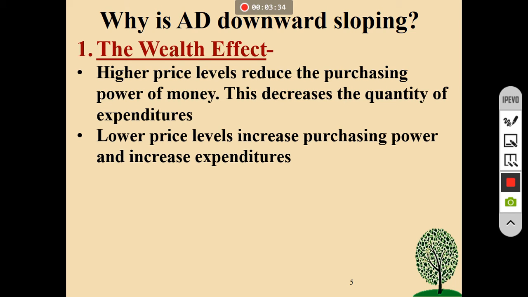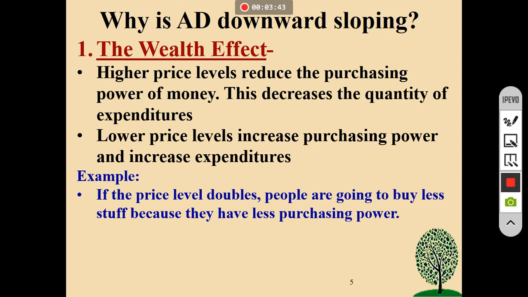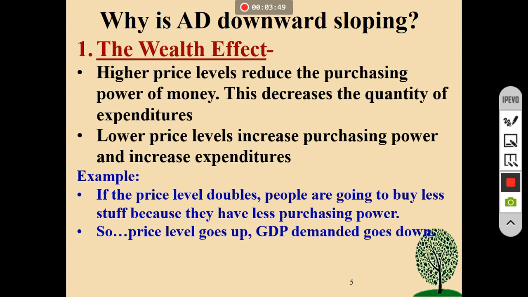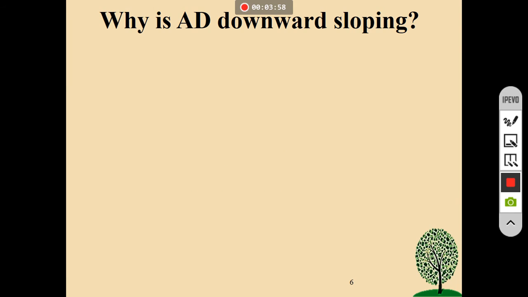Opposite on that, a lower price level increases the purchasing power of money, and then people buy more, right? Deflation, you can buy more, people get more. So if the price level doubles, people are going to buy less stuff because they have less purchasing power. So the big takeaway: price level goes up, GDP demanded goes down. So that's why we see a downward sloping line.